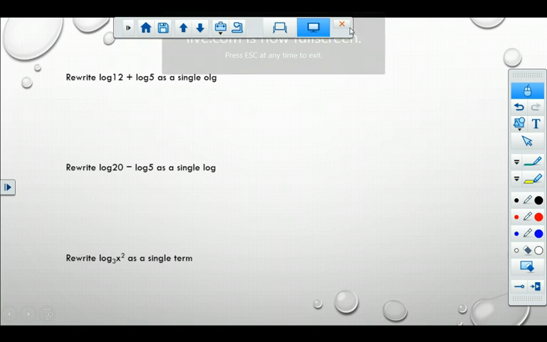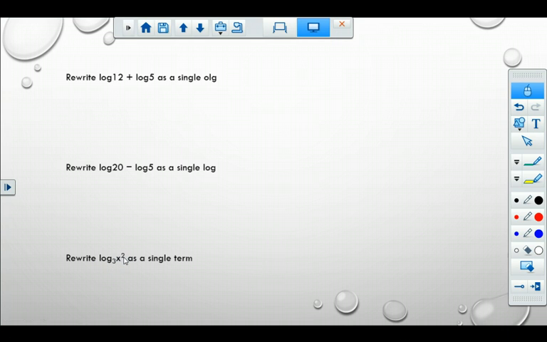So if we wanted to rewrite these, that would be the log of 12 times 5, which is 12 times 5 is what? 60. So that'd be log of 60, and then you take it in your calculator. This would be log of 4, because log of 20 minus log of 5 is log of 20 over 5. And this would be using the power rule, 2 log base 3 of x.